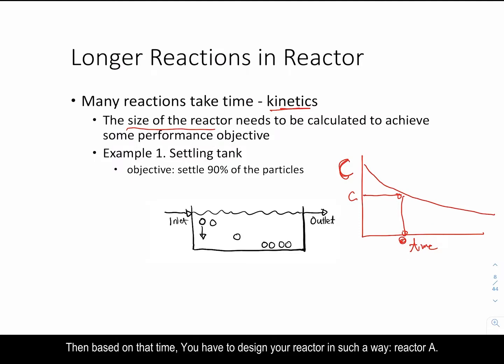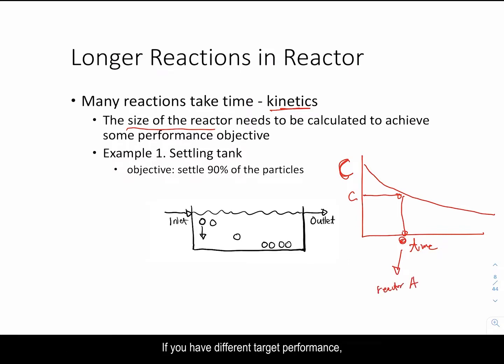Then based on that time, you have to design your reactor in such a way, reactor A, right? If you have a different target performance, so if you want to decrease your concentration maybe up to here, then it takes another much longer time, right? And then the reactor has to be designed so that water will stay for that longer amount of time. So you notice that if you want to achieve a higher performance target, oftentimes you need a larger reactor size.